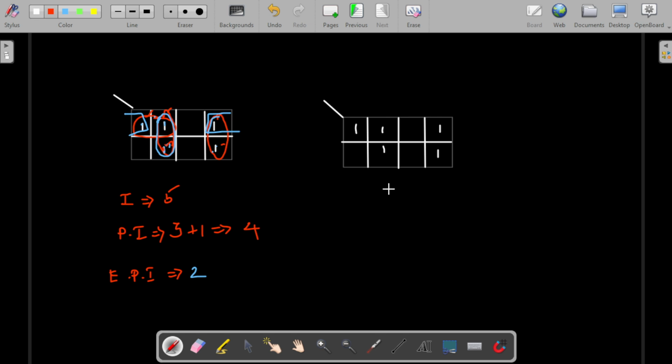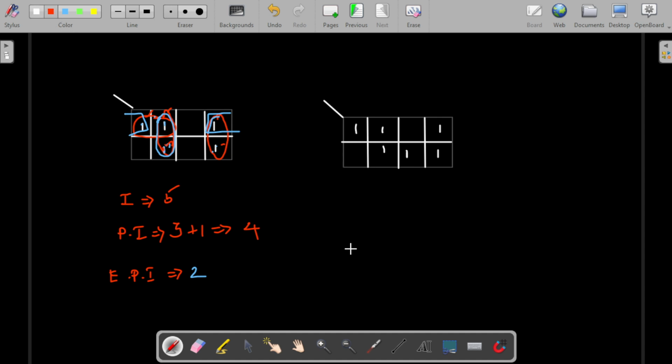So let me take some other examples. Let me use another K-map. Let me rewrite it because it is the same, right? Let me add one here. Okay, so now you guys try to solve it. Please pause the video and try to solve this and let me know how many prime implicants and how many essential prime implicants can be formed here.